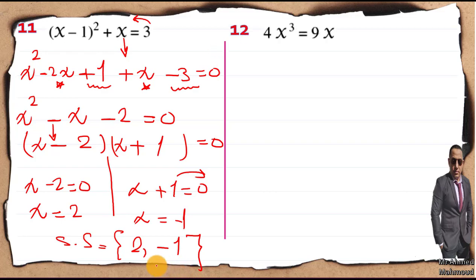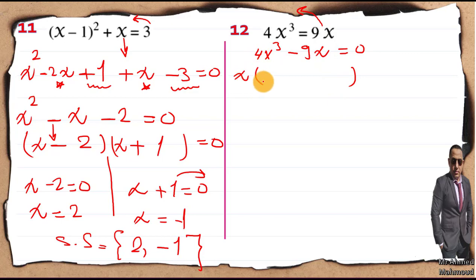Here 4x power of 3 equals 9x. In this equation I can't take the root of 9x, so I have to send 9x to the left side. 4x power of 3 minus 9x equals 0. I have x and x, so I have to take a common factor. Here the common factor is x.